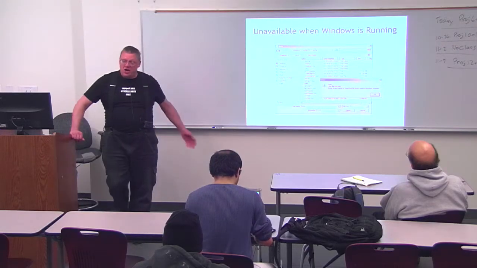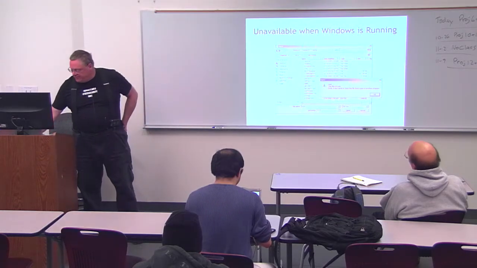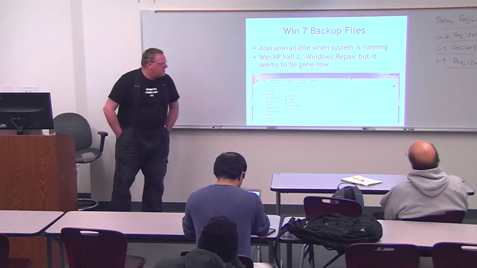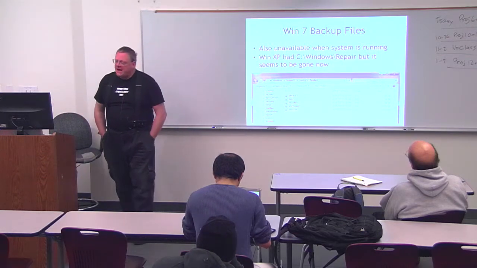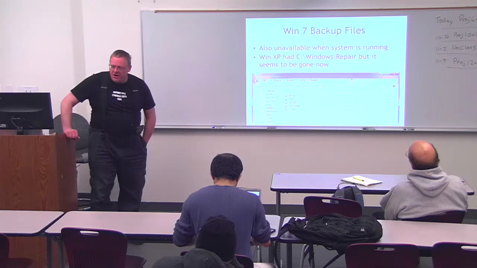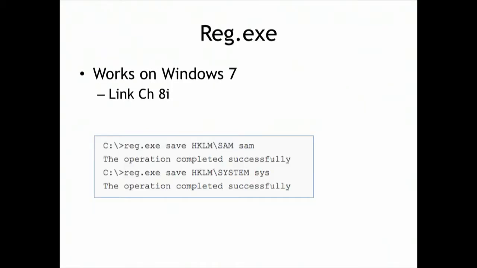However, if they've used BitLocker drive encryption, you can't read any files while the Windows operating system is not running. So that is there to prevent that. Now, in Windows XP, there was a C Windows repair folder that had a backup of these hives, and it wasn't protected, so you could just steal them from there, but Microsoft took that away. Now the backup is put in this thing called RegBack instead, and you can't get it either while the system is running. It's similarly locked. So to get it, you have to do it some other way.